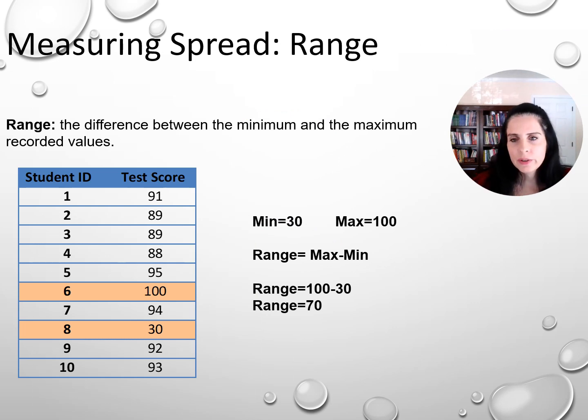As I mentioned earlier, another statistic that we often use is the range of values. This is very easy to compute, and it is simply the difference between the largest and the smallest value in a data set. If we go back to our example, the maximum value is 100 for student number 6, and the minimum value is 30 for student number 8. To find the range, we simply subtract 30 from 100 and we obtain a range of 70 points.